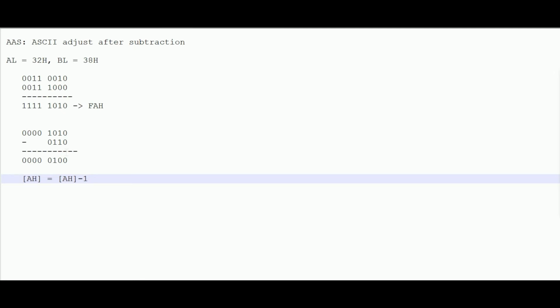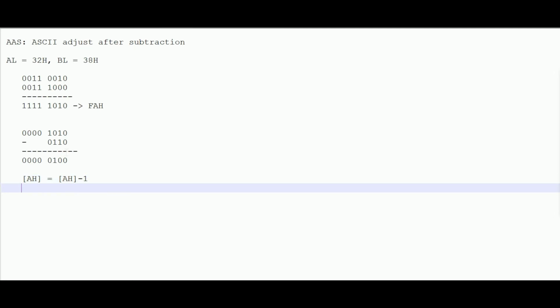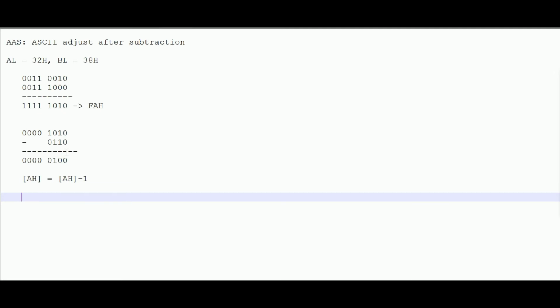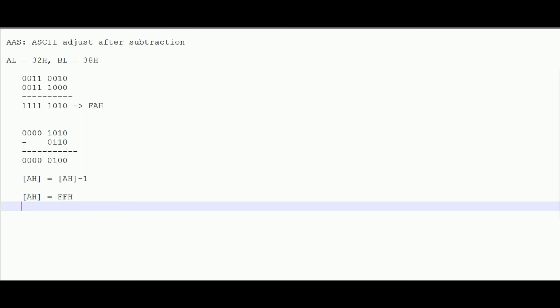So if initially it is 0, then 0 minus 1 gives you FF, because that will result in a carry flag of 1 and it will result in all ones. So let me just highlight here. Initially the AH content was 0, so now the AH content becomes FFH, and the content of AL, as you can see, is 04H.